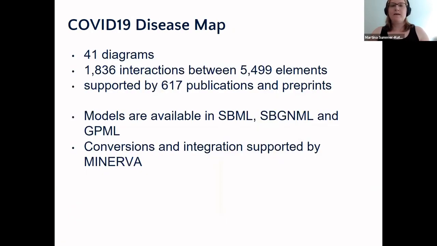Currently, we have 41 diagrams in the disease map. Some of them are in the Minerva platform. Some of them are linked from the Minerva platform to other resources. We have 1,836 interactions between 5,499 elements. There's a lot of complexes in there and so on. And we also make sure that all of these maps are really strongly supported by publications and sometimes preprints. So there's over 600 publications that are referenced in our pathway maps.